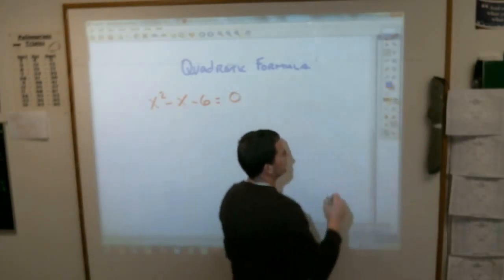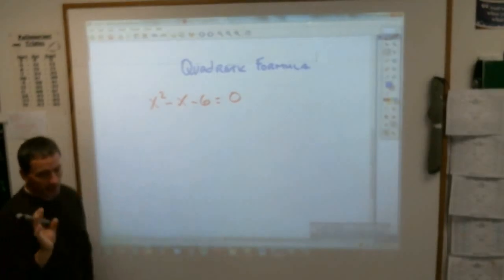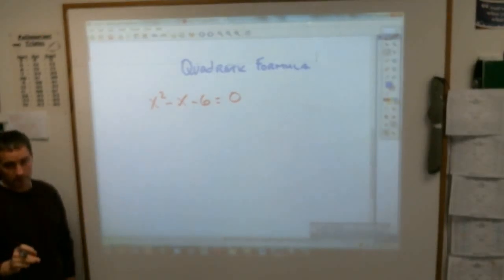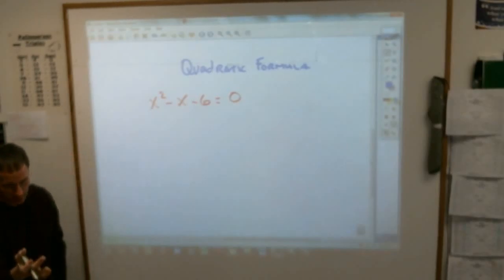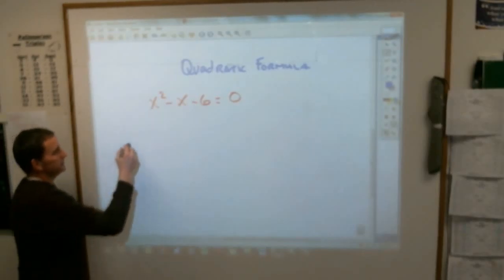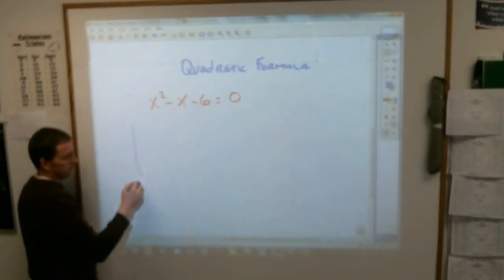First of all, let's do this just for fun. I'm going to graph this. This is a quadratic. The graph of an x squared thing is what? What will my graph look like? Somebody help me out here. It's a parabola. Let's do this, just because we can.